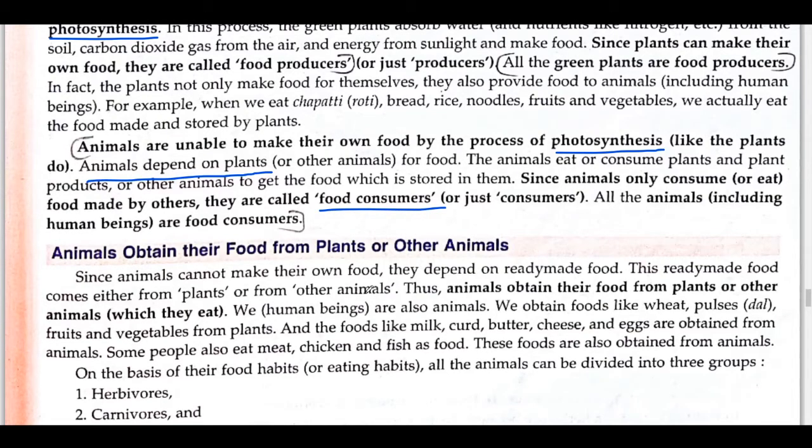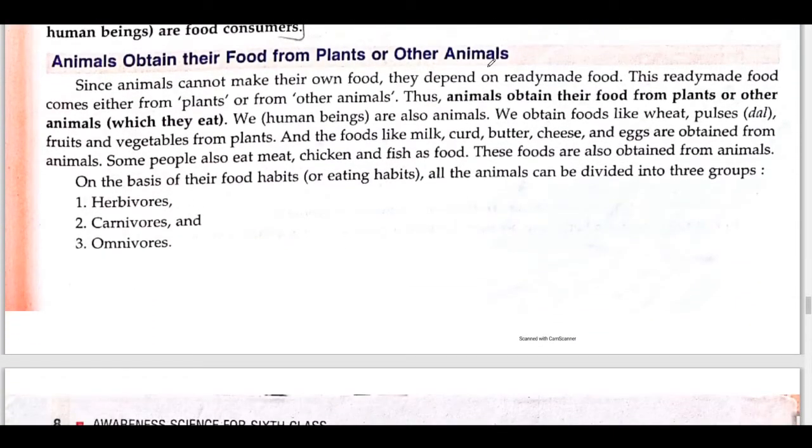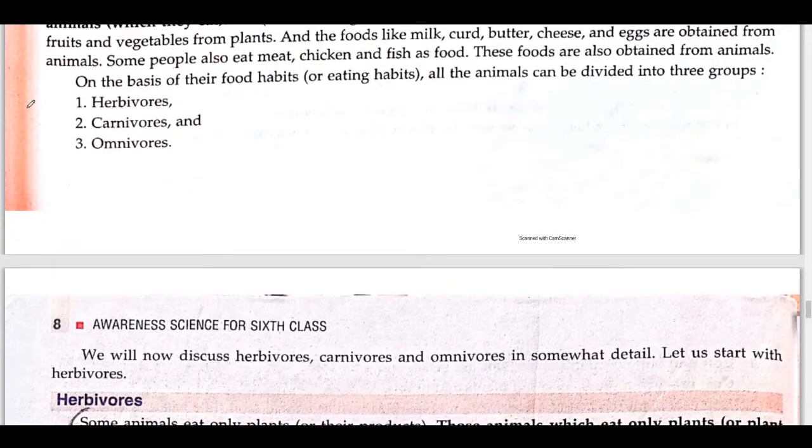So those who can make their own food are called food producers. Those who are dependent on others and only eat are called food consumers, right? Yes. Now animals obtain their food from plants or other animals. Now we will see how animals obtain their food from plants and other animals. We all know animals obtain their food from plants and other animals, which means we have different categories of these animals. I'll show you here. Look at these. First point, we have three categories: first herbivorous, second carnivorous, and third omnivorous.